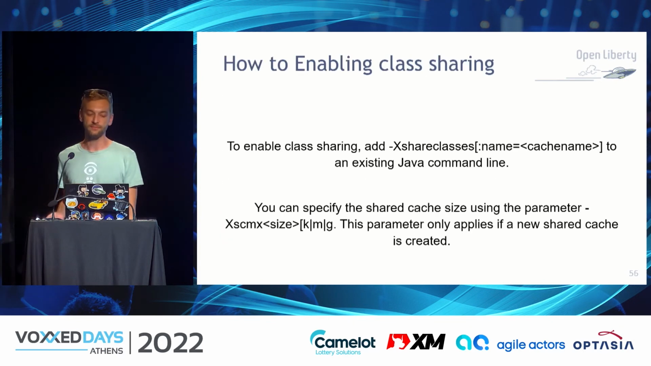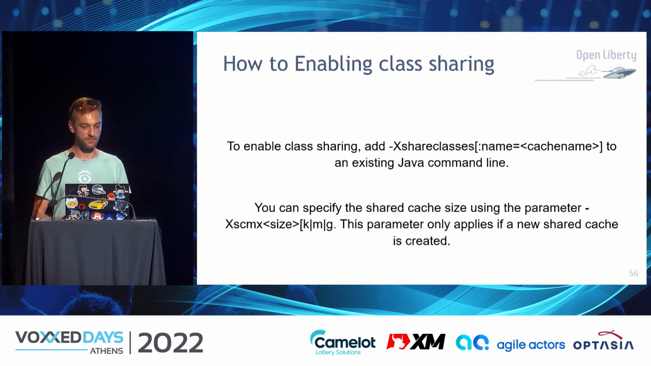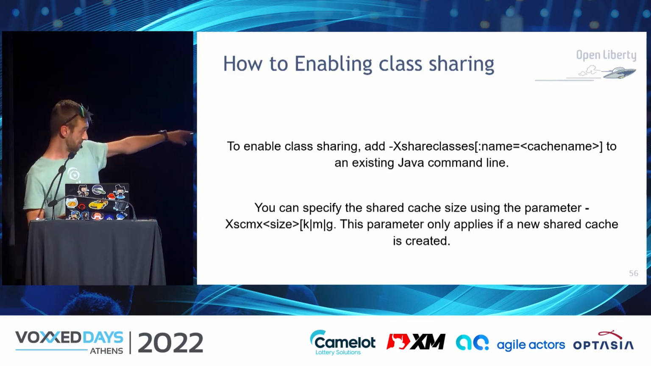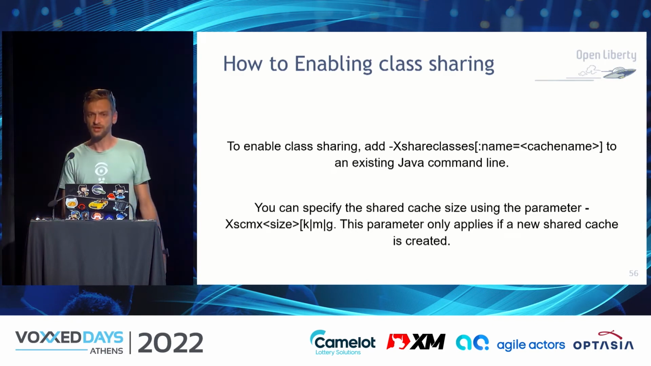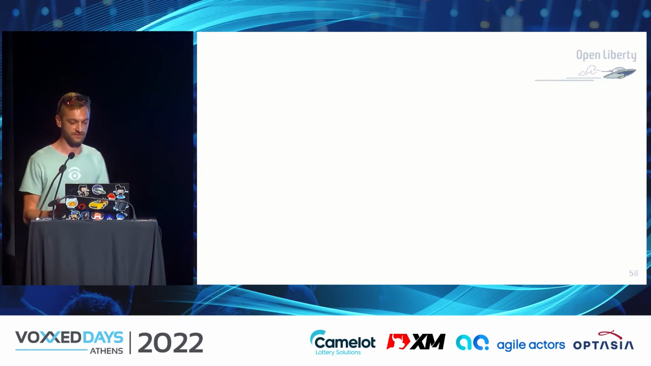It's very, very simple to get started with this. With OpenLiberty, I'll show you hopefully how to do that in a moment, but essentially all you need to add is the JVM option of -Xshareclasses. You can give it a name if you want different shared class caches for different applications. So if you're using a JVM for lots of applications, you can give it different names, or you can just use, like I said, -Xshareclasses, and it'll just run for all of them. And again, if you want to specify the size of your cache, you can use the parameter at the bottom of this slide here.